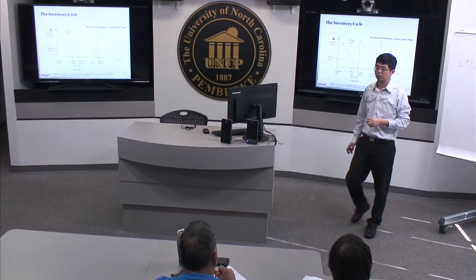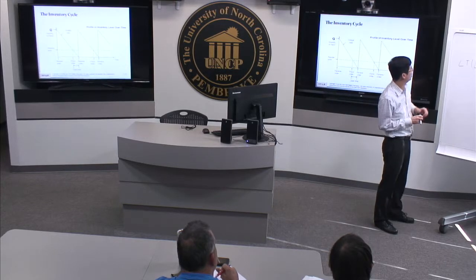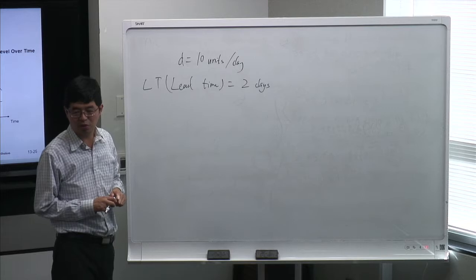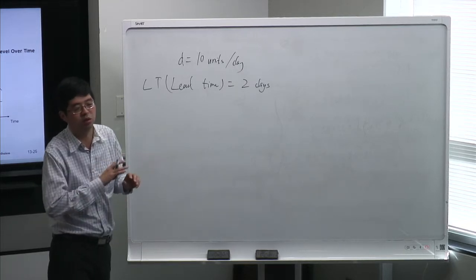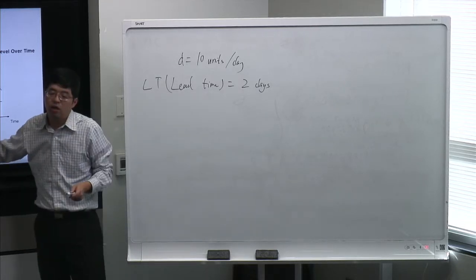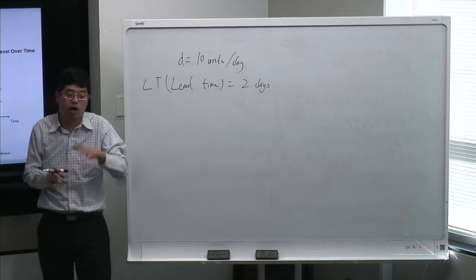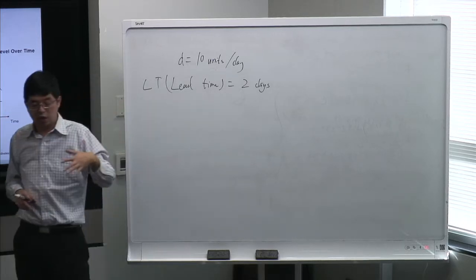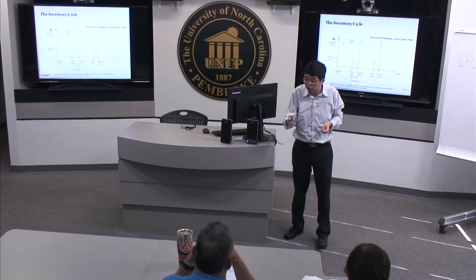8 days? 8 days, 10 units a day. Lead time's 2 days. 100 units. Yes, how many units? You said 100 units, right? No. This has nothing to do with the quantity you order. My question is when you place the order. When you place the order, it really depends on this reorder point, which is your on-hand inventory level. Which on-hand inventory level will trigger your action to reorder?